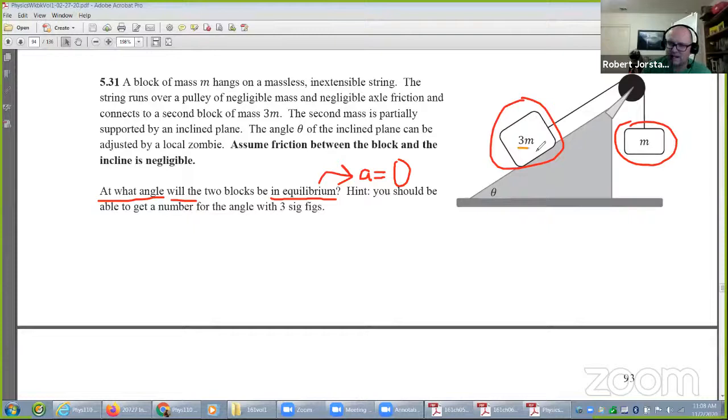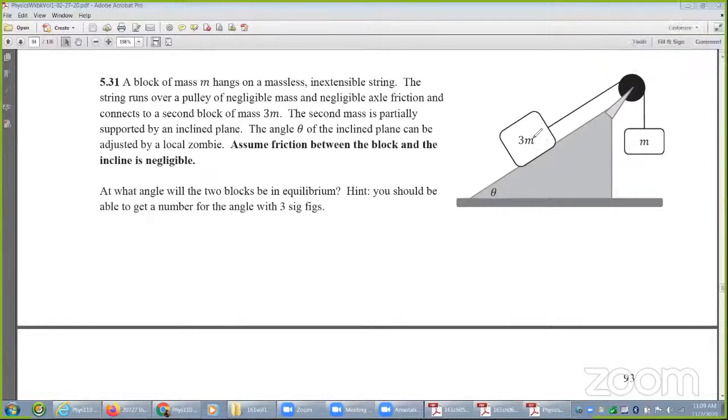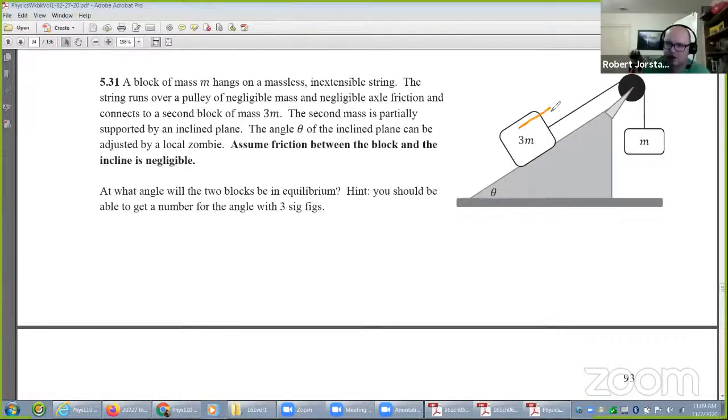Let's start with this block, 3M. Which way do you want to call the positive direction? It doesn't matter, but what would you call it? Anybody that speaks up is fine. There's no wrong answers. What direction would you call the X for this one, for 3M? Parallel to the line. Okay, so you could call it this way or that way, right?